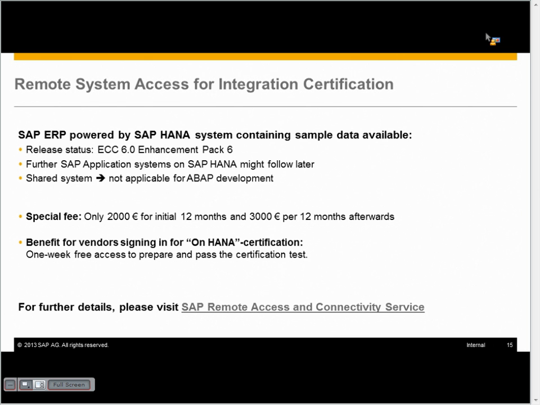We have a special fee for this ERP on HANA system. It's only 2,000 euro for the initial 12 months and 3,000 euro afterwards. And there is also a special benefit available for vendors signing in for an on HANA integration certification. We have a 1 week free access for these vendors on which they can prepare and pass the certification test. For further details, please visit our Remote Access and Connectivity Service web page.